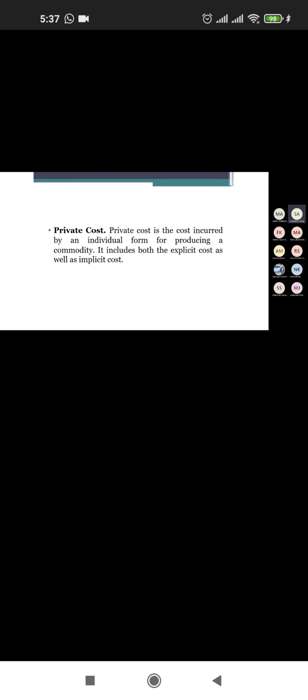It includes both explicit cost and implicit cost. We have already discussed explicit and implicit cost: explicit like accounting cost, and implicit like opportunity cost. These two costs are borne by one individual for making a firm or doing a business. This type of cost is borne by only one individual. This is called the private cost.